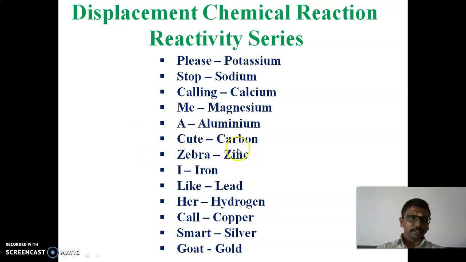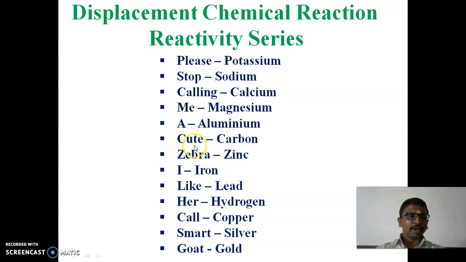Here cute means carbon. You remember that alphabetical order first. So first Ca means calcium and Cu, remember Cu means carbon. So carbon, Ca, A is the alphabetical order first letter. So you can remember it. So cute, that is carbon.